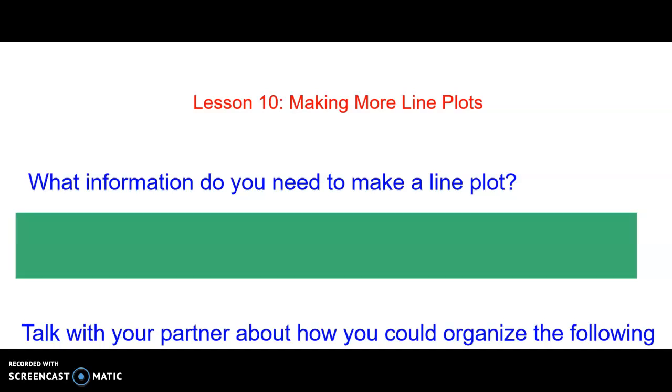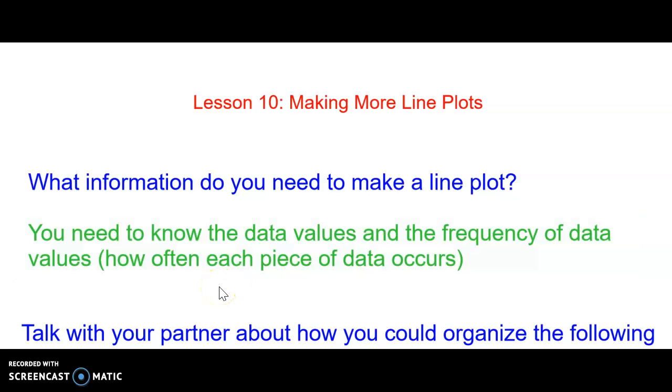Okay, so there's a couple things that you need to know, some things that are more important than other things. So some slightly important things are you need to know what is it that was being measured so that you can get a title and a label. But the most important thing that you need to know in order to make that line plot is what I'm going to reveal here underneath this green box. So this is kind of a technical definition about it, so I'll break it down here in a second. You need to know the data values and the frequency of the data values.